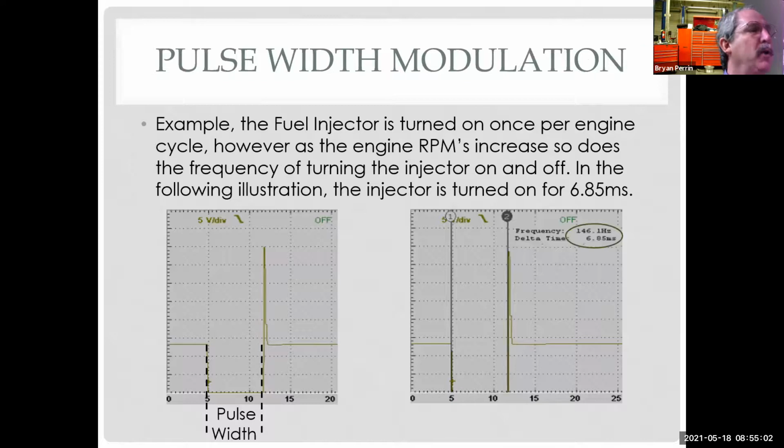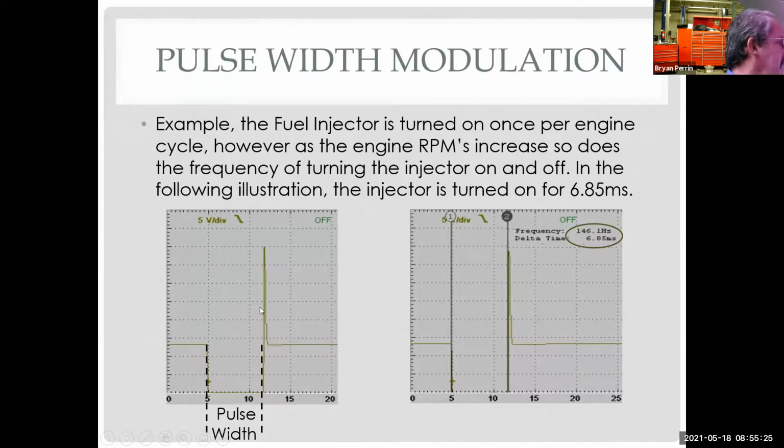So as I look at pulse width modulation, you can see we look a little bit different. I got my flat line here where I'm off. And right here is where I turned it on. In this case, I turned it on for about 6.5 milliseconds. And that is the width of the pulse.